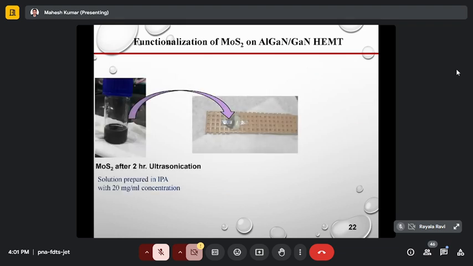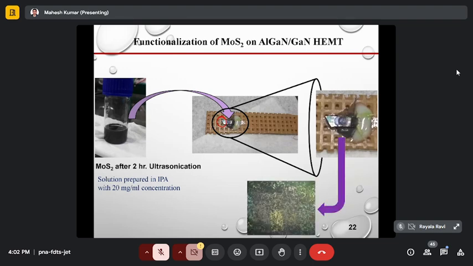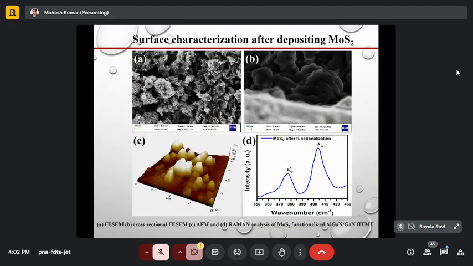Here you can see some real devices and how we are doing it. This is our source and drain. We have isolated this area using silicon gel, and here you can see we dispersed the MoS2 on the gate, and finally we are doing the measurement. After transferring this material to the gate region, again we did characterization to check whether MoS2 is successfully transferred, and how the morphology is.